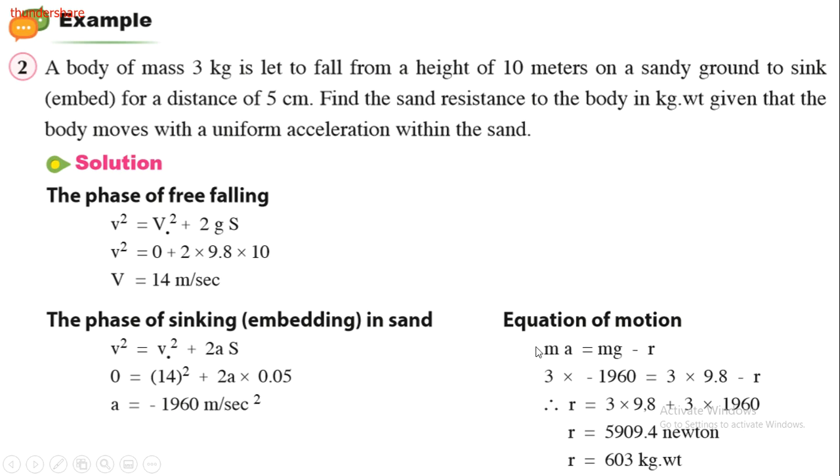Of course, we just start with ma. The forces acting on the system are the weight downward and the resistance upward. Please revise the previous slide. ma equals mg minus r, and you can see that r equals 5909.4 Newton. And by dividing by 9.8, we can find the resistance because you need to find it in kilogram weight. So it will equal 603 kilogram weight.